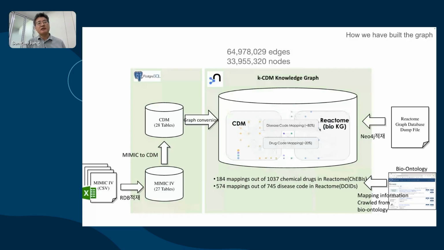We have found, for 1,000 chemical drugs in Reactome, we were able to find 184 mappings in the CDM graph, and out of 745 disease codes in Reactome, which are in DOID code, we were able to find 574 mappings in CDM. When we were doing this, we took advantage of BioOntology, which provides the mapping between the ontologies.